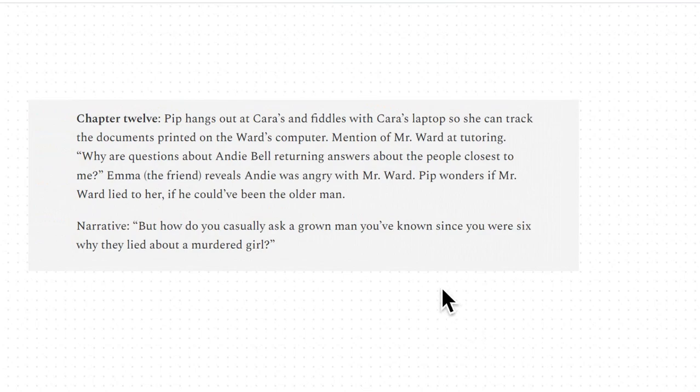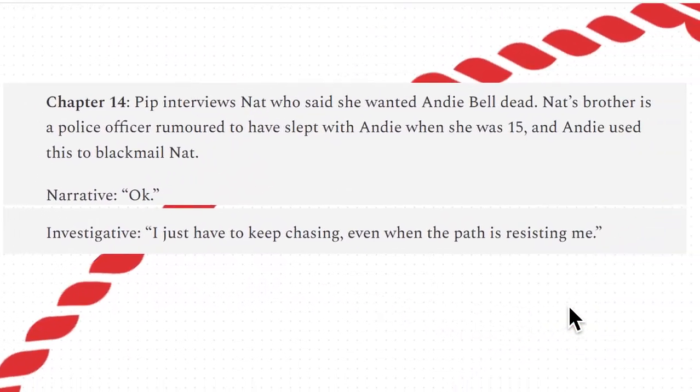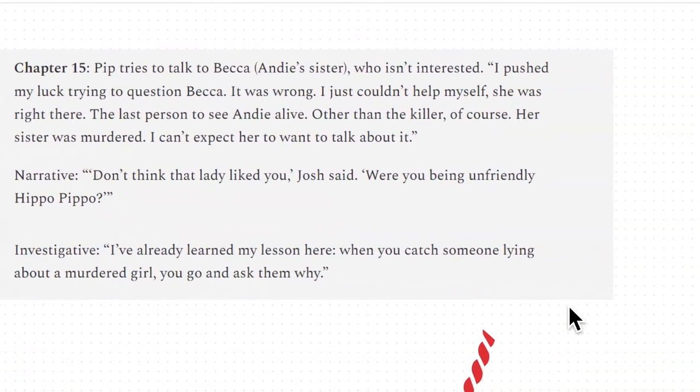If we go back, right here in chapter 12, we have a revelation that Mr. Ward lied, and then a decision to go ask them why, and the new goal, which is to get the truth from Mr. Ward. So we're following a similar revelation, decision, action structure. Let's keep it moving down the line.